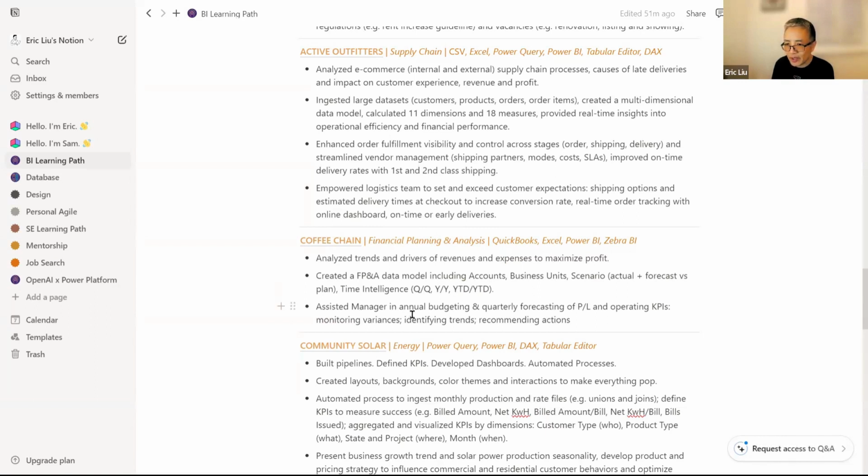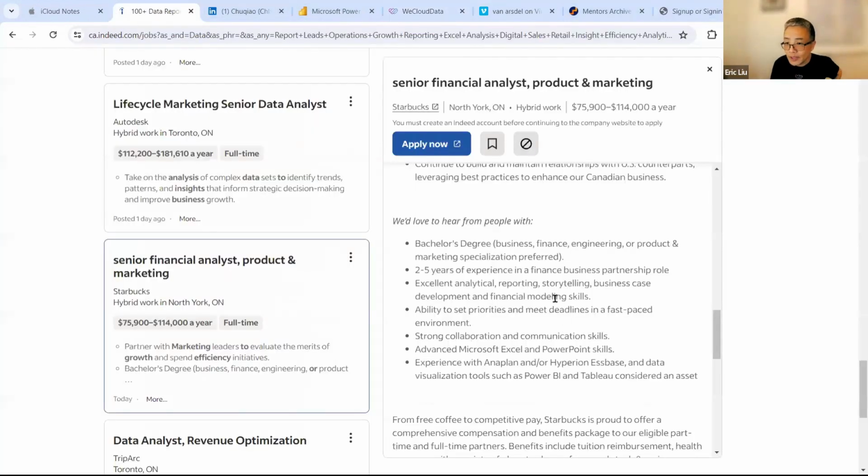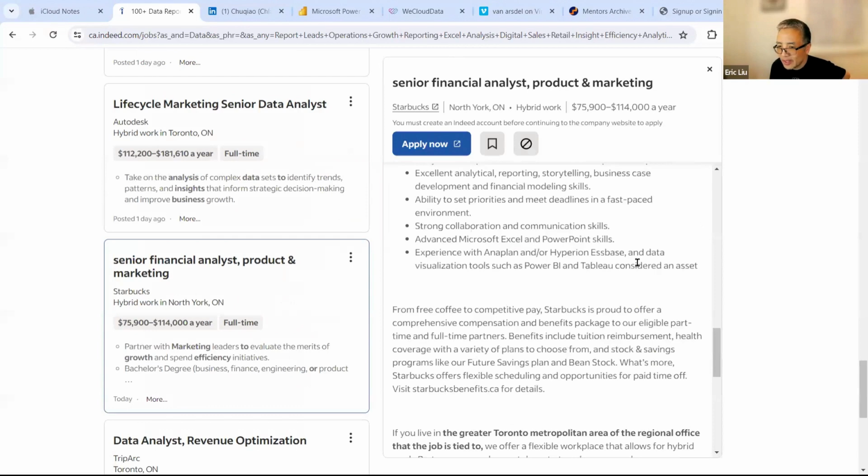And assist the manager in annual budgeting and quarterly forecasting of P&L, profit and loss, and operating KPIs, monitoring variances, identifying trends, and recommending actions. So we do have something that is close to Starbucks. Okay, so let's just go back there. Right? So using Excel, you can handle that, and then it's Power BI and Tableau. So it's perfect. It's perfect.